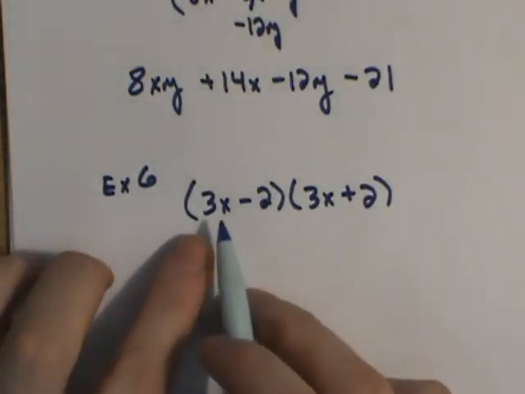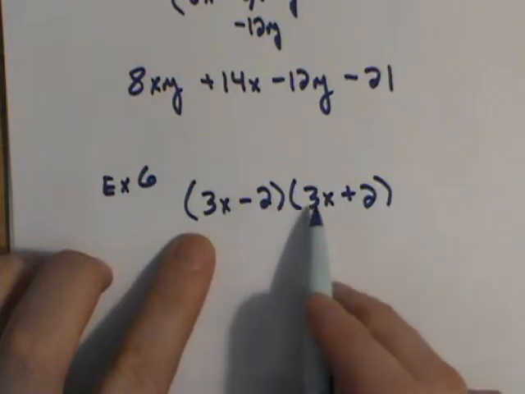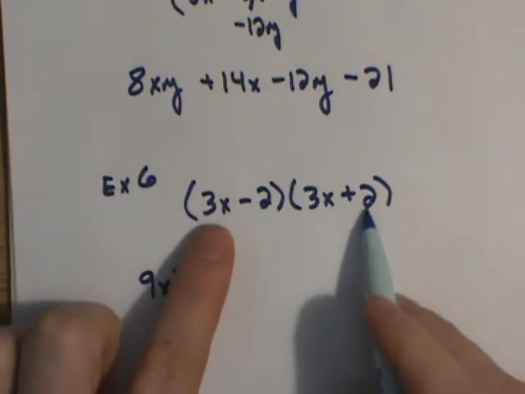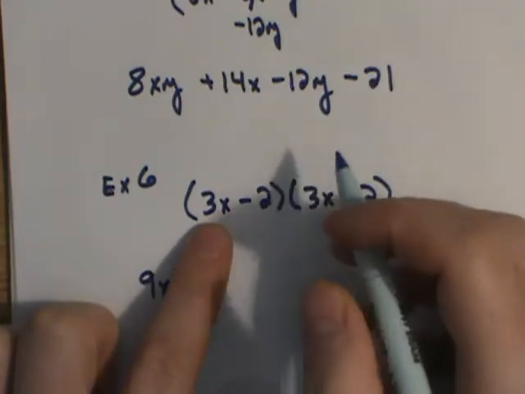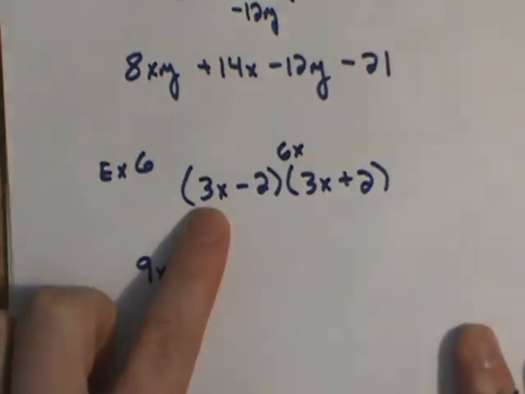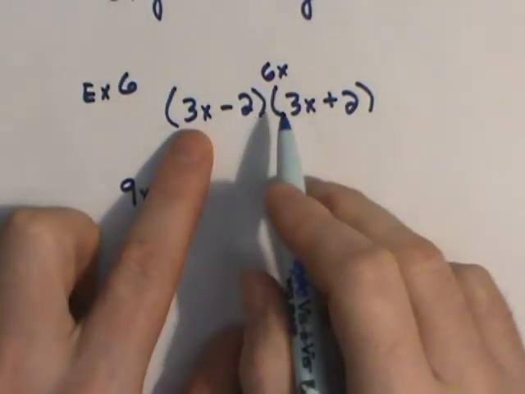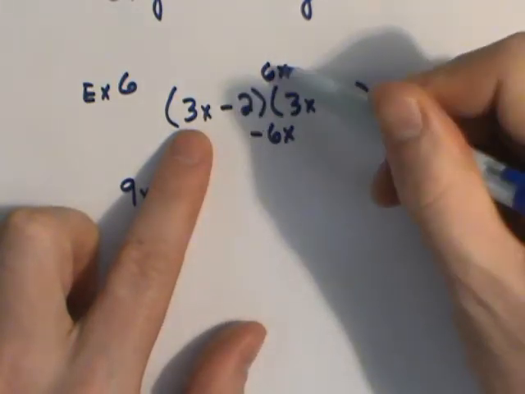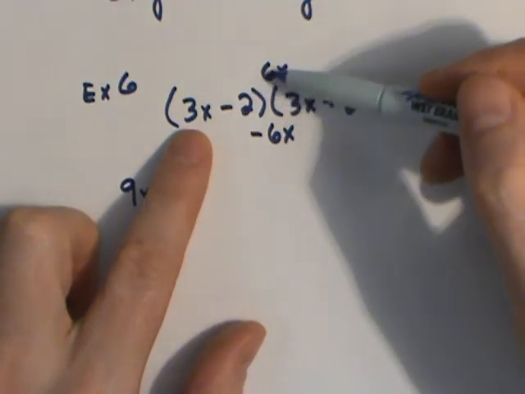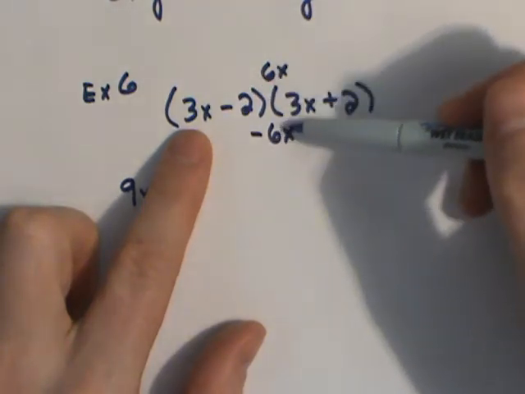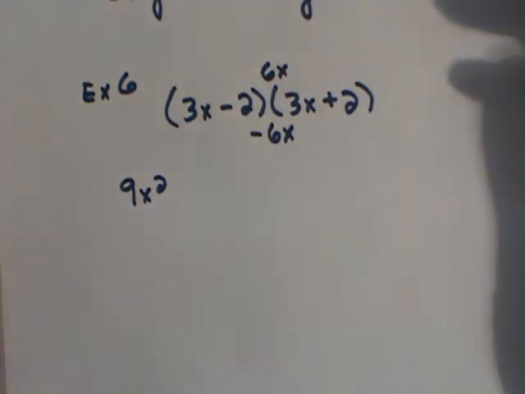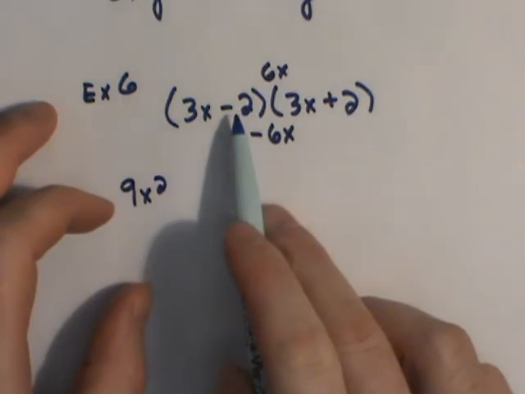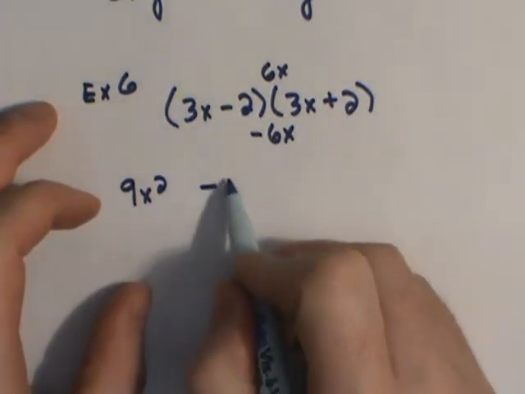When I try to do the FOIL, first with first, 3x times 3x produces a 9x squared. And then the outer with outer, 3x times 2 would be 6x. Inner with inner would be negative 2 times 3x, which would be negative 6x. They have the right label, so it permits me to combine them. When I combine them, they are equal but opposite in value, so 6x take away 6x drops out. And so I don't have this middle term I'm used to seeing. And of course, to end this, I go negative 2 times 2 would be minus 4.